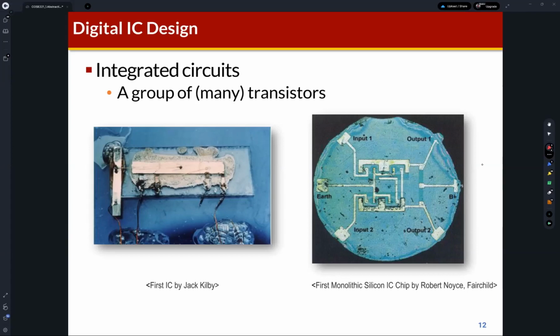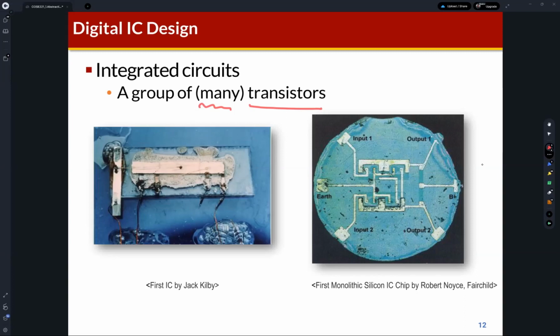So what is the definition of integrated circuits? The definition is a group of many transistors. We can build integrated circuits by combining many transistors. We just design and allocate many transistors in the circuit, and then connect these transistors to each other. Then we can build integrated circuits.